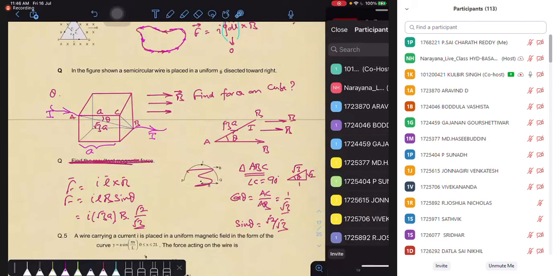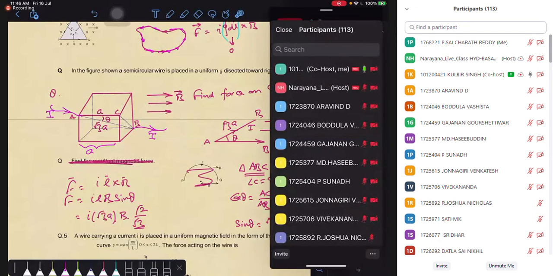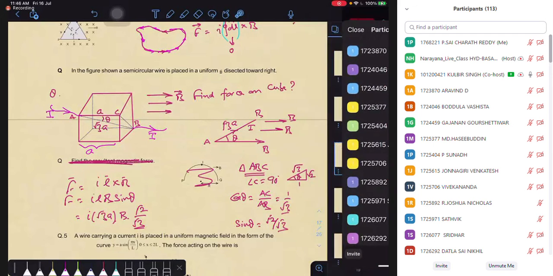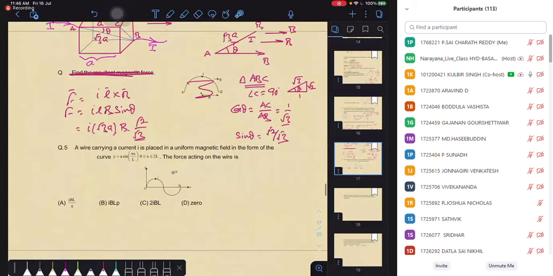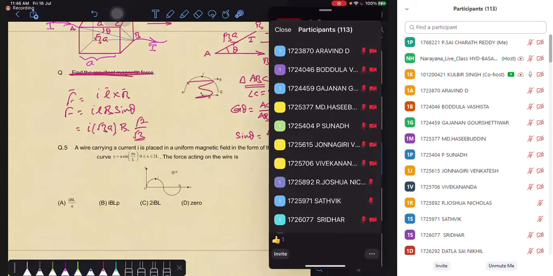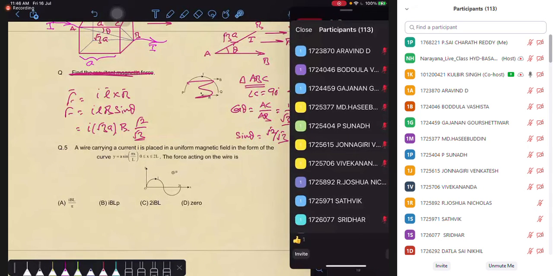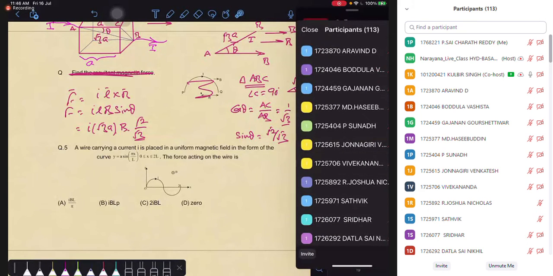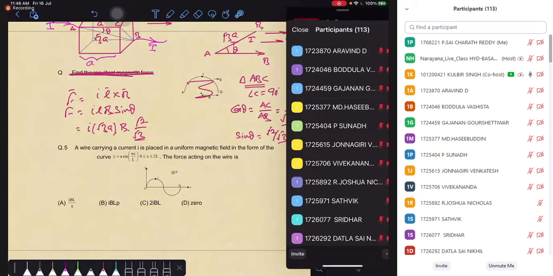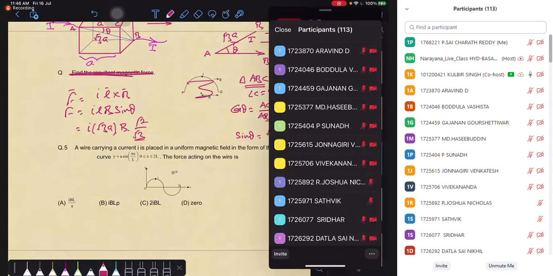So does anyone have a doubt in this approach? Very good. If you understand the approach, give me the answer. I will not give the answer here. So next question, you give me the answer. Current is moving like a snake in a sine function. He's asking for the force, and you also tell me the direction.